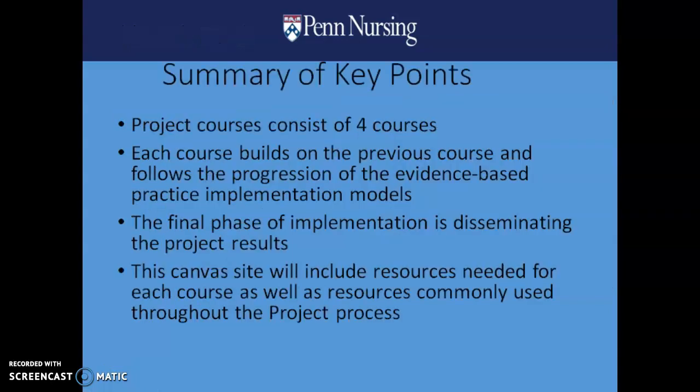In summary, the DNP project courses consist of 4 courses. Each builds on the previous course and follows the progression of the evidence-based practice implementation models. The final phase of implementation is disseminating the project findings. This Canvas site will include resources needed for each course, as well as resources commonly used throughout the project process, and will be available for the 18 months of the project courses.